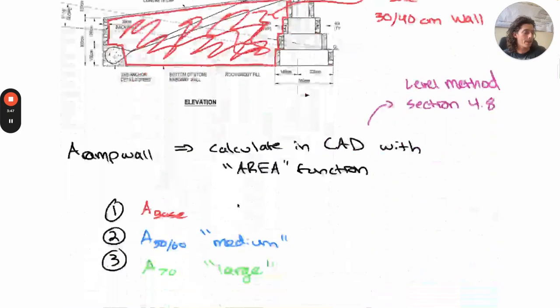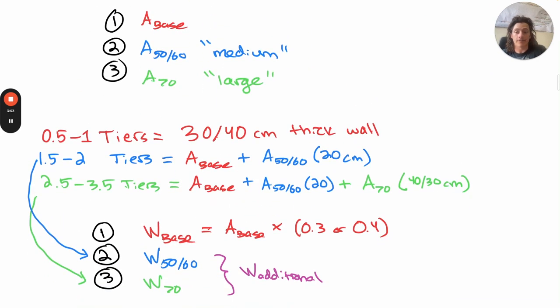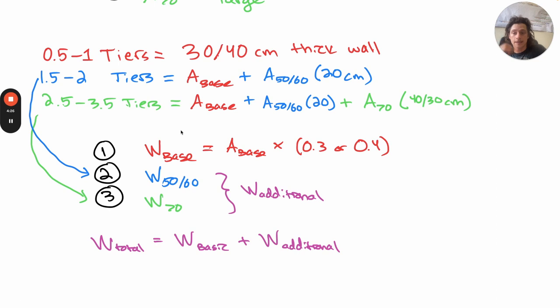All right, going back to the values that I've calculated in AutoCAD using the area function. I'll next multiply in my design tool the total ramp wall area by 30 centimeters or 40 centimeters to get a baseline ramp wall volume. Then you can multiply the medium ramp wall area by 0.2 to get a medium ramp wall volume, and the large ramp wall area by 0.3 or 0.4 to get a large ramp wall volume. And with these 3 volumes, we can calculate weights.